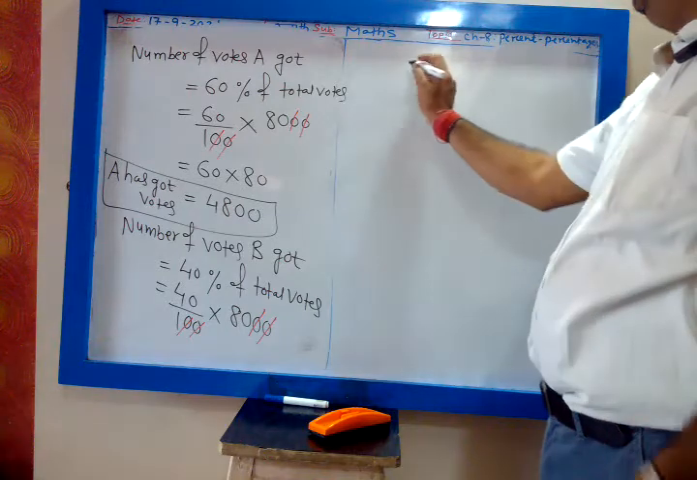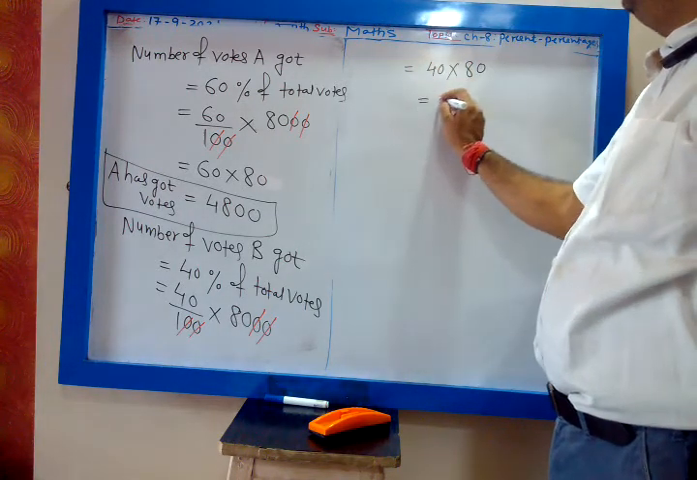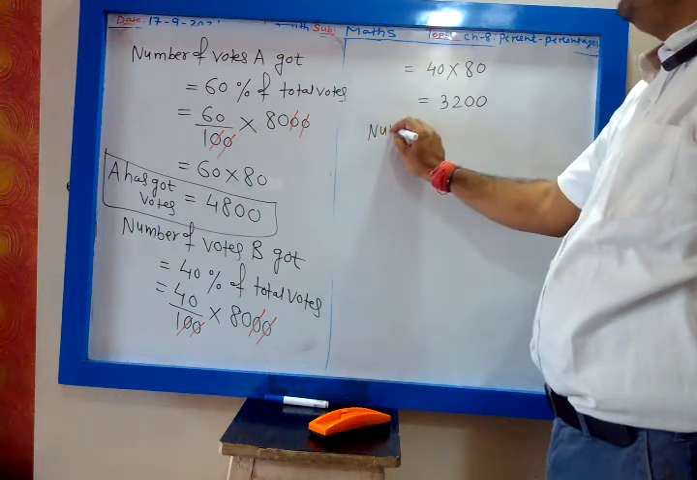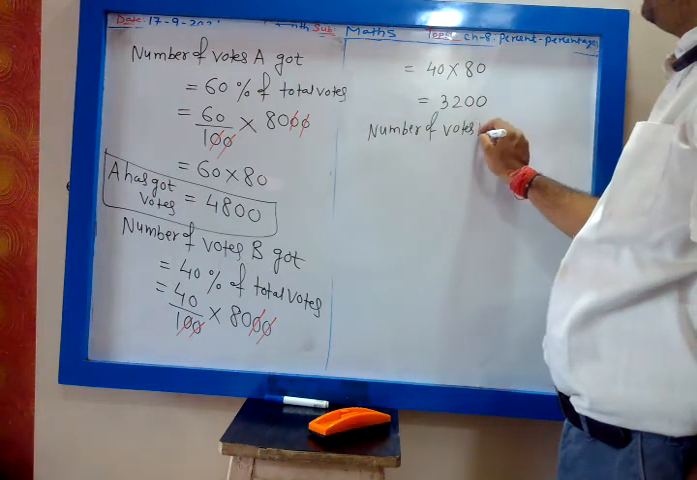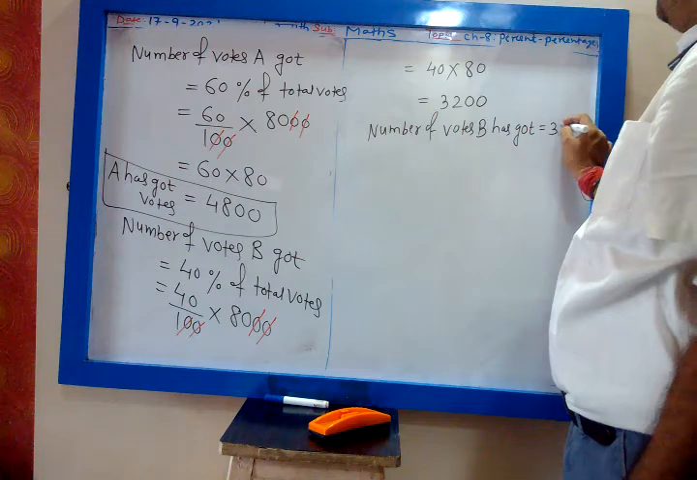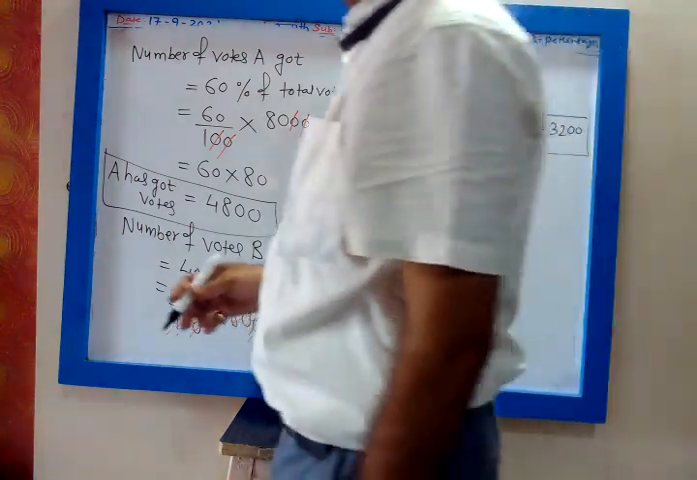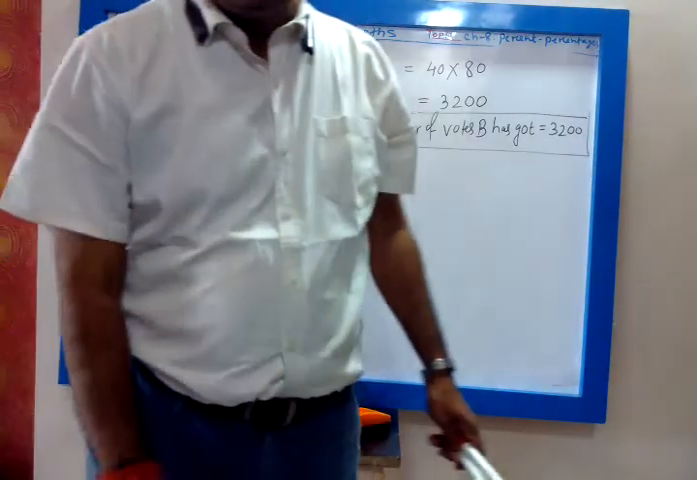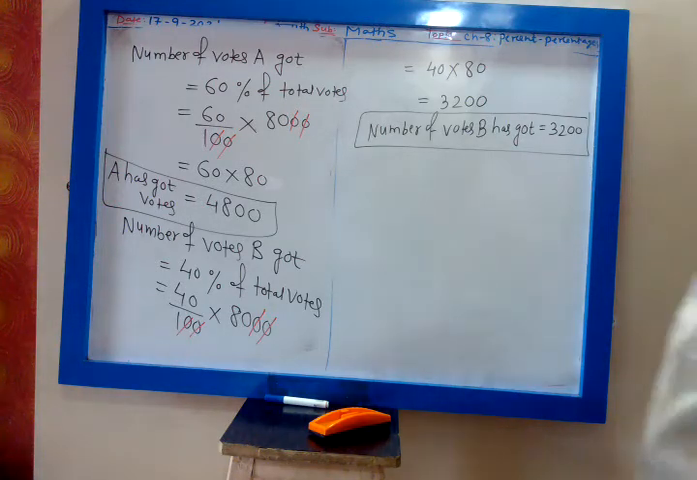So 40 into 80, that is 3,200. If there is a doubt, then only you ask. Number of votes B has got is equal to 3,200. So this completes the discussion. A has got 4,800 votes. B has got 3,200 votes. Is it clear? Okay. Chalo, next.